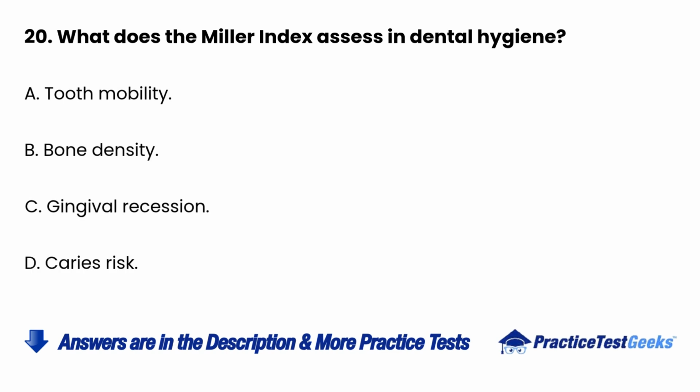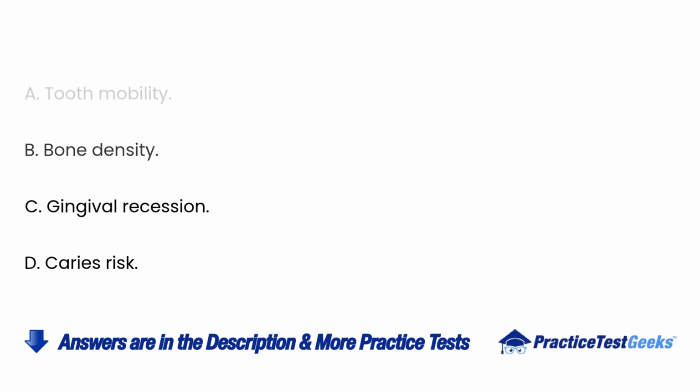20. What does the Miller Index assess in dental hygiene? A. Tooth mobility. B. Bone density. C. Gingival recession. D. Caries risk.